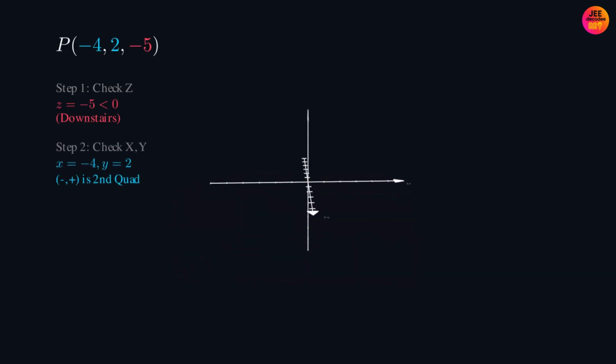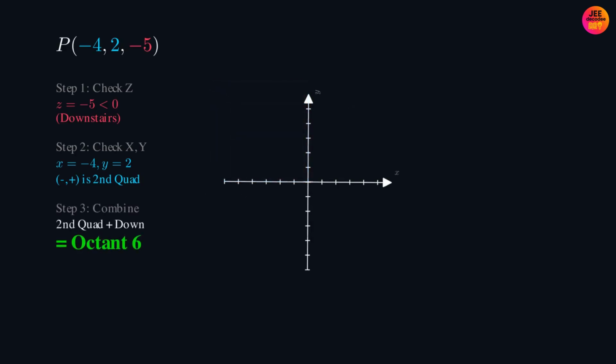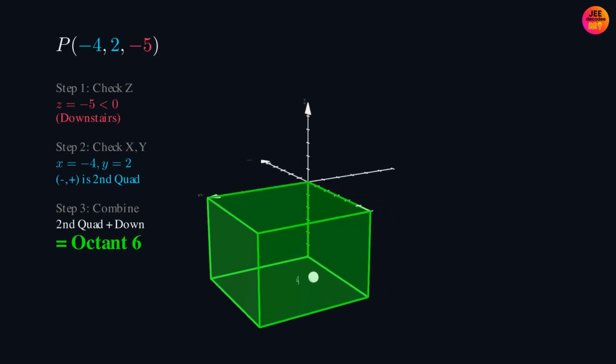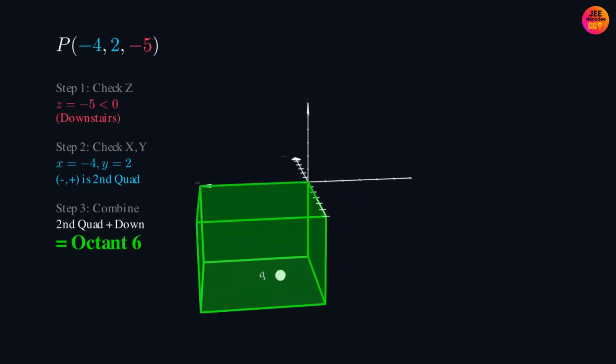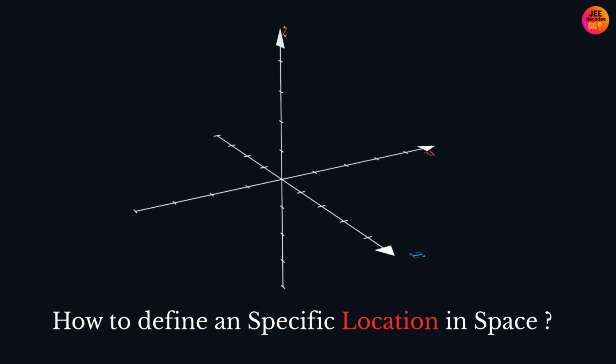Step 2. Look at x and y. We have -4, 2. That's negative x, positive y. In basic 2D geometry, that lands you in the second quadrant. Step 3. Combine them. We need the second quadrant of the basement. That lands us squarely in octant 6. So no table memorization required. Now, we know the octants. So let's find a specific spot, a point.